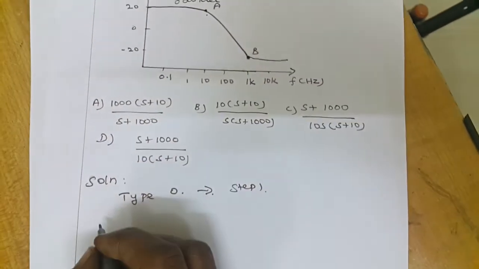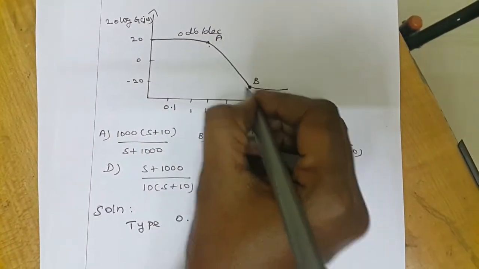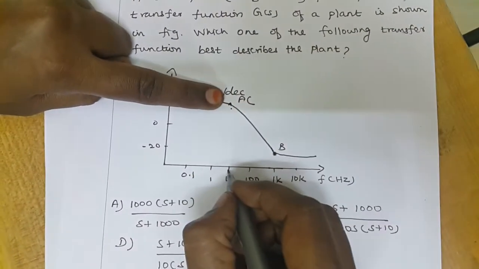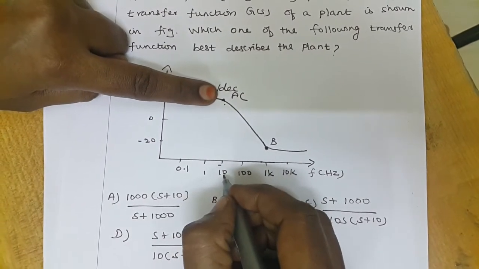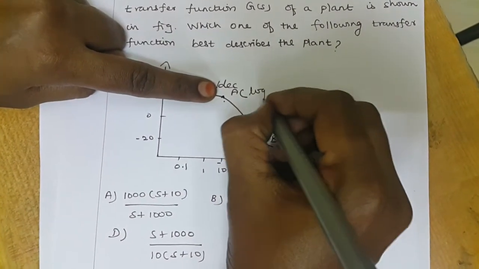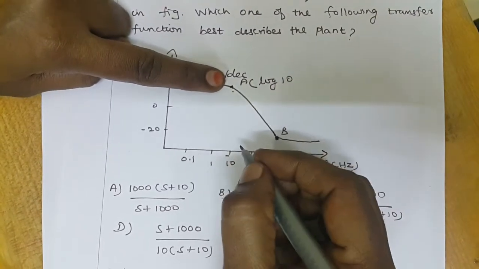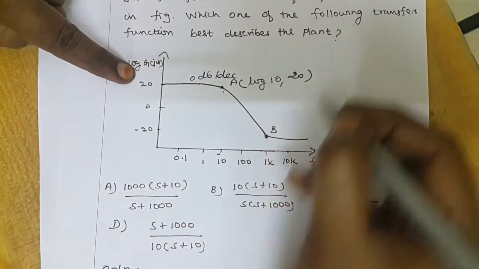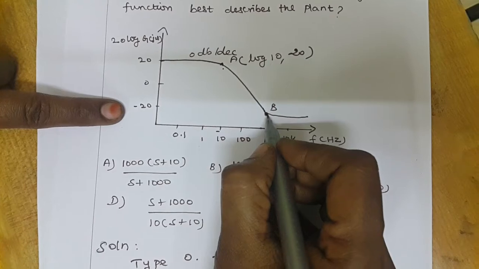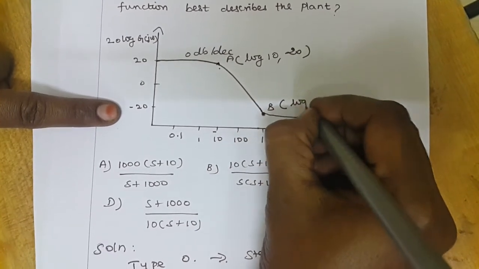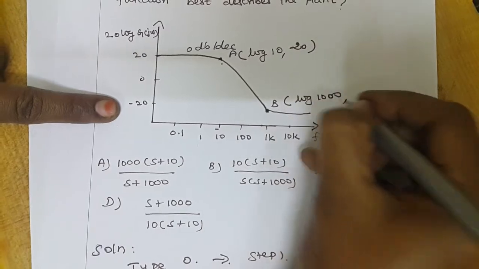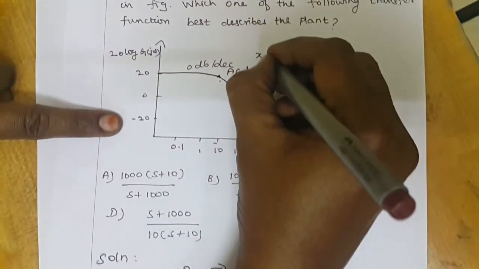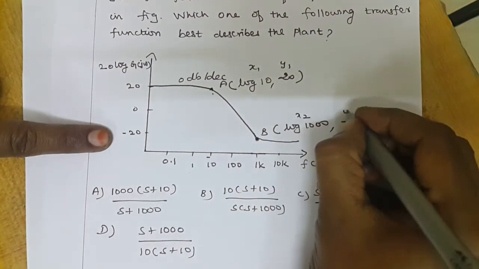In order to find the slope between these two points, first we have to mention the coordinate points. The point A is defined as follows: on the x-axis it has frequency 10, but it is a logarithmic scale, so we write log 10, and the corresponding y magnitude is 20 dB. For point B, the x-axis is log 1000, or 1 kilohertz, and the corresponding y magnitude is minus 20. So this is x1, y1, and this is x2, y2.